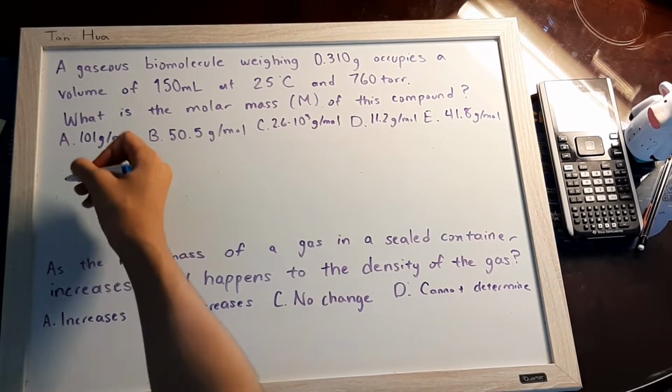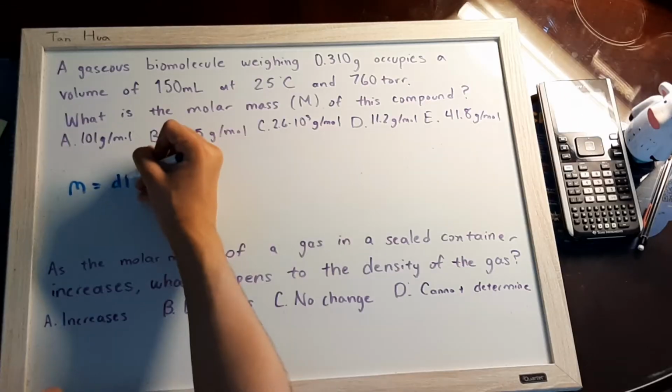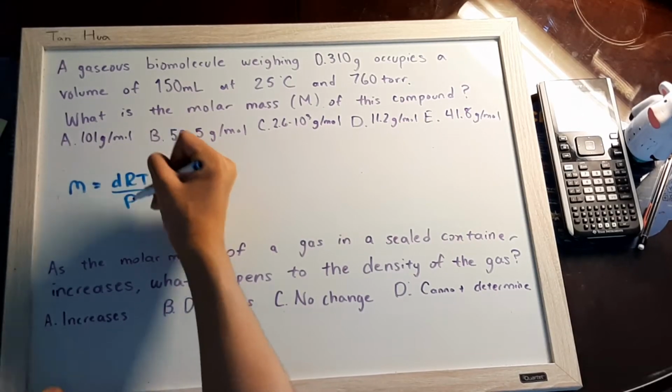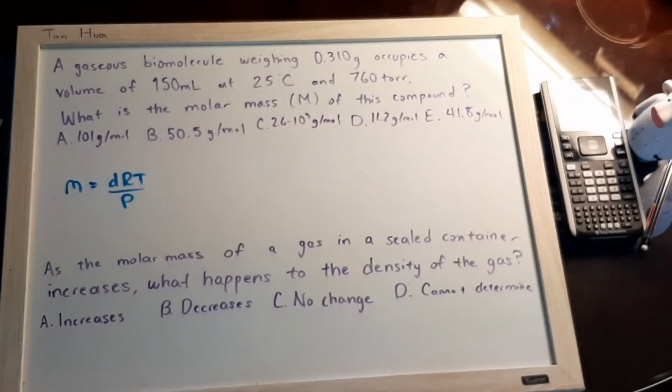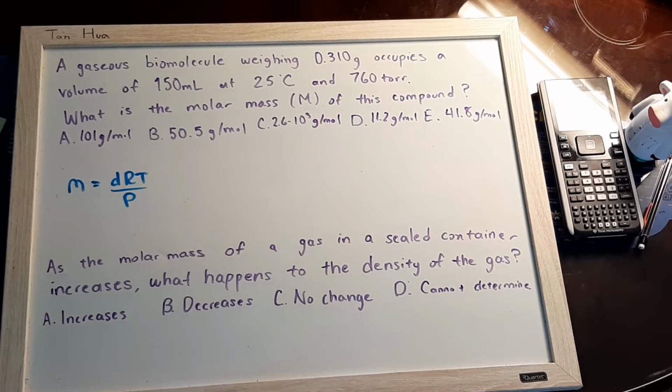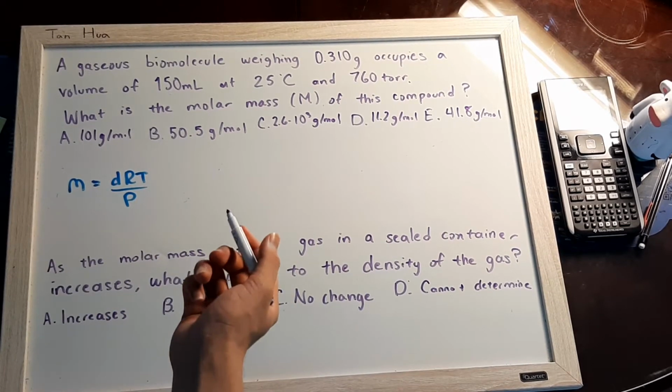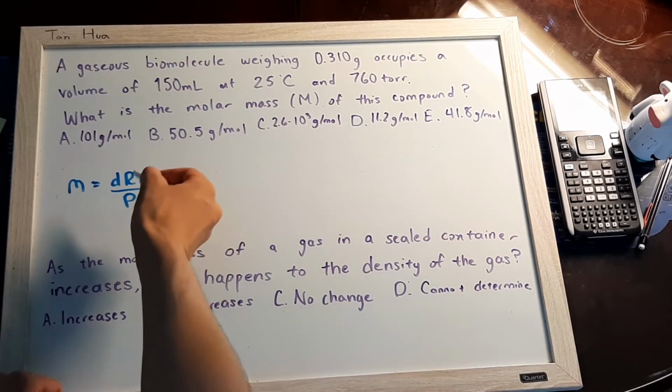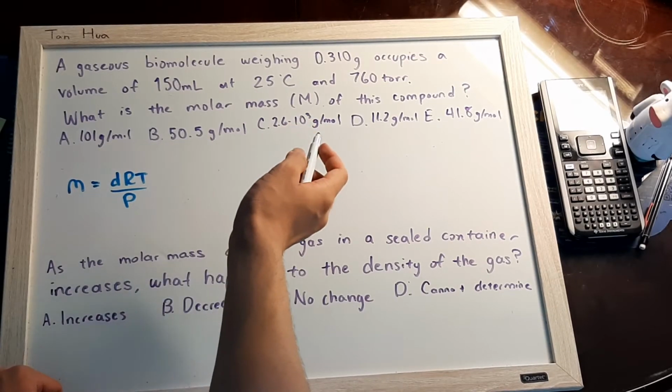And this equation that I'd like to show you is molar mass equals density times R, or technically 0.08206, times temperature in Kelvin, over pressure in ATM. And from this question, we are given those constants. We'll have to find density as grams over liters.